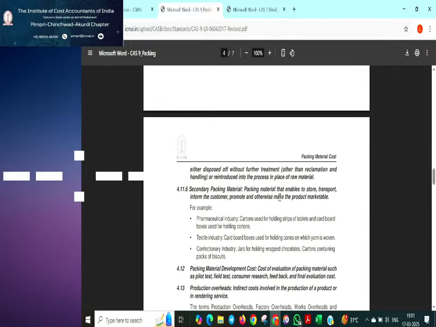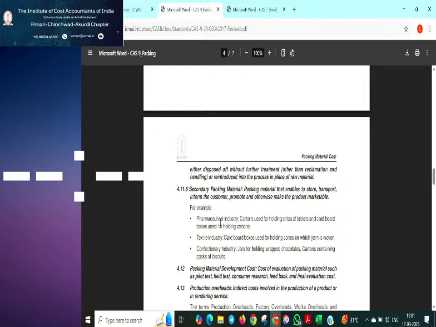Coming to secondary packing material, from the exam point of view, they never ask a question directly. Instead, they will give a case or an example and ask you to comment on that, and that will form part of your MCQs. Over here under secondary packing material, you have some examples. For example, in a pharmaceutical industry, cartons that are used for holding the strips of tablets, and cardboard boxes used for holding cartons, are all secondary packing material.